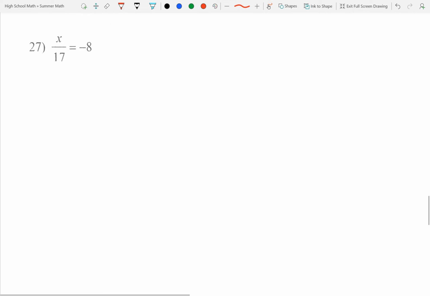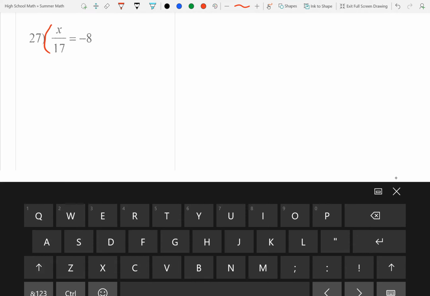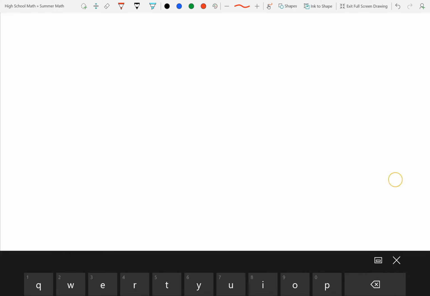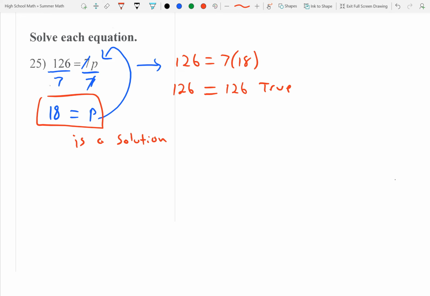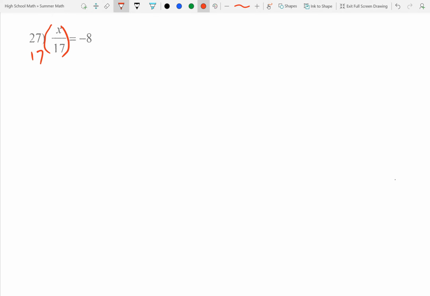All right, number 27. Here we have x divided by 17. How will we undo division? We will multiply. The inverse of division is multiplication. Multiplying by 17 on the left and on the right. 17 cancels with our 17 to leave x.